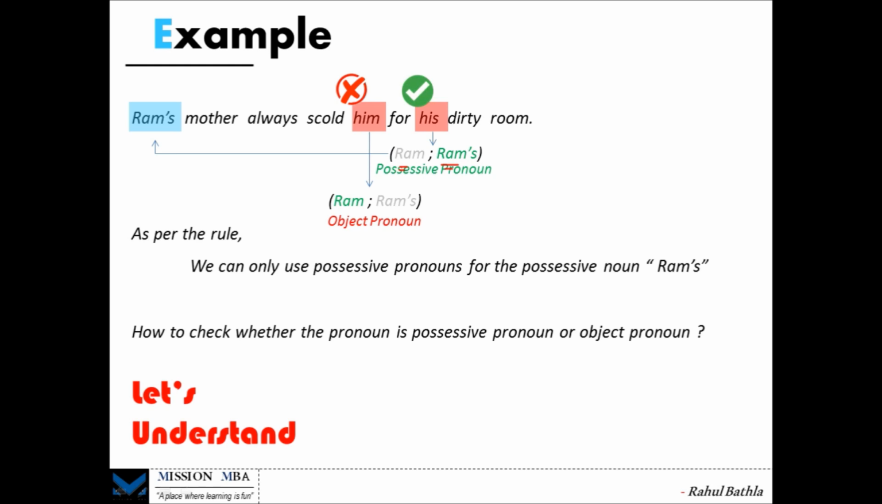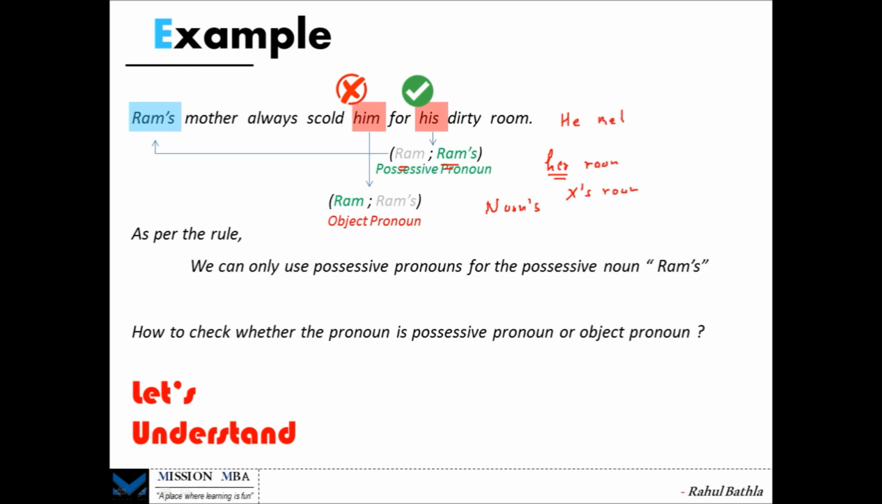If it is replacing the noun, then it is object pronoun. And if it is replacing the noun apostrophe s, then it is the possessive pronoun. For example, her room. So this is going to be x apostrophe s room. So here this her is possessive pronoun.